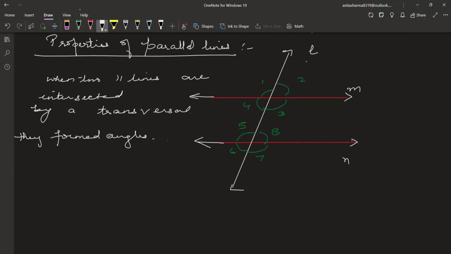So now, see beta, these are the properties they form when two parallel lines are intersected by a transversal. They form angles. So how many angles will they form? Eight. Yes. So children, first of all, you can learn alternate interior angles. Interior means inside, so the angles form inside the lines.